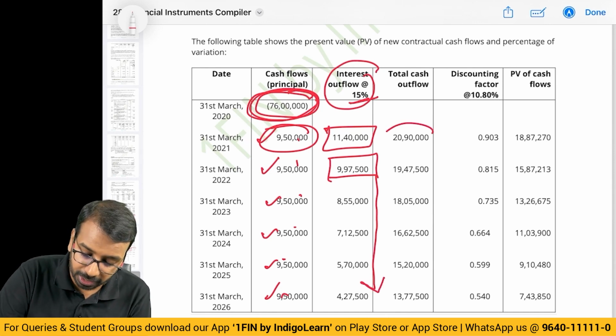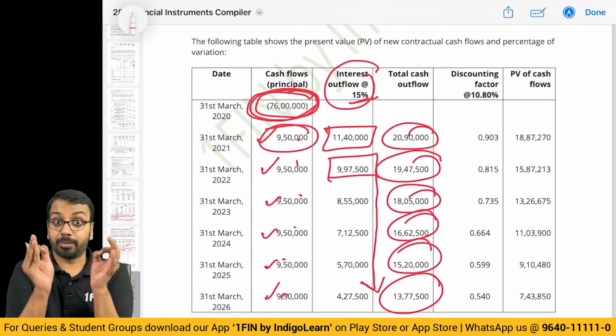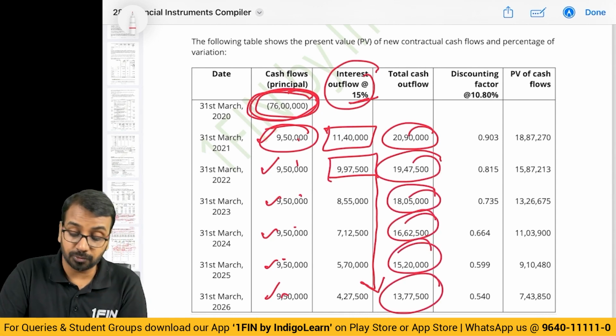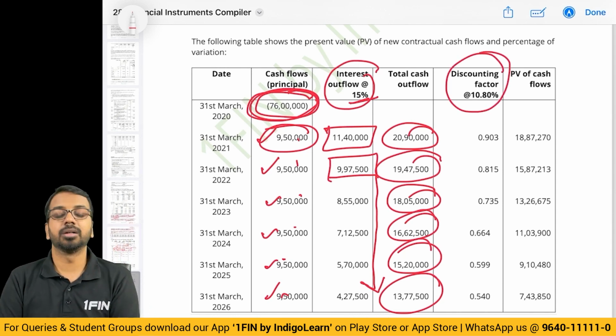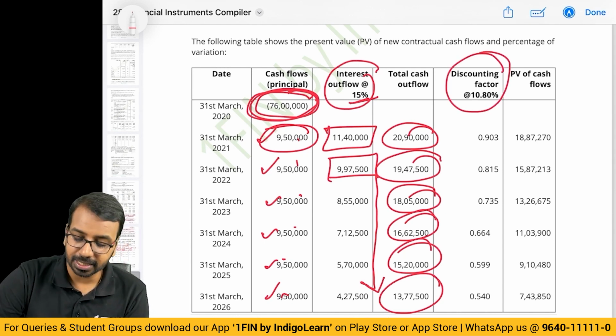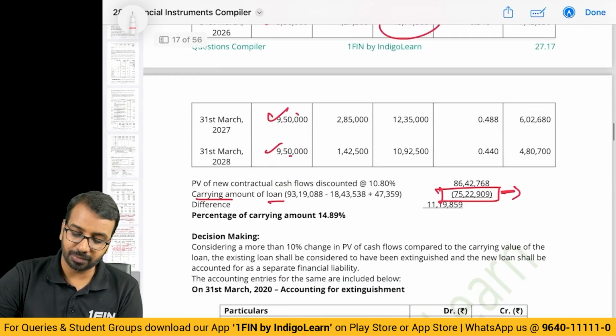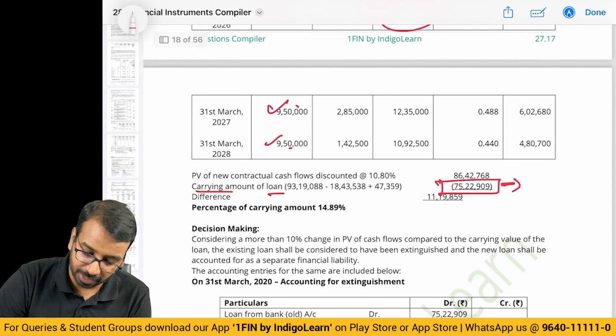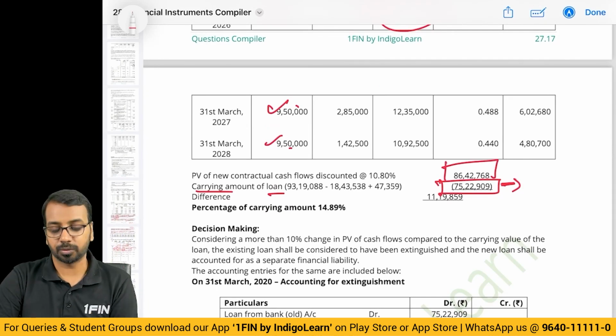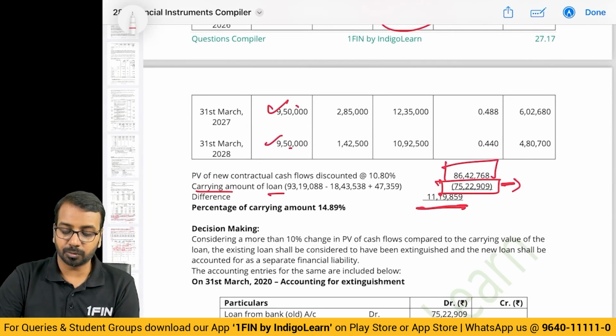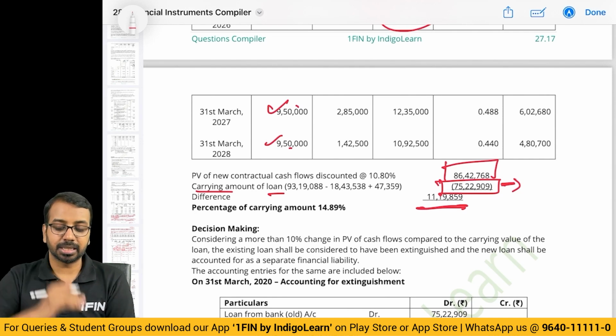Now what is my total cash flow? Principal plus interest. This new cash flow, please remember, this is the most important thing. This new cash flow you have to discount at the original rate. What is that? 10.8%. What is the present value? When you calculate that, present value comes to 86,42,000. Difference 11,19,000. Is it more than 10%? Yes, it is more than 10%.